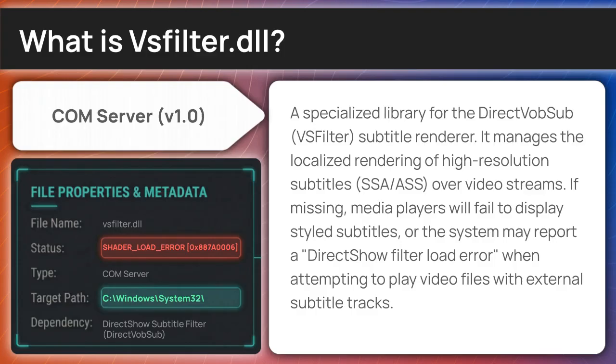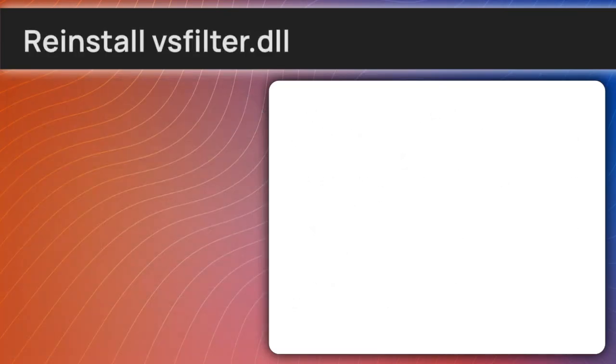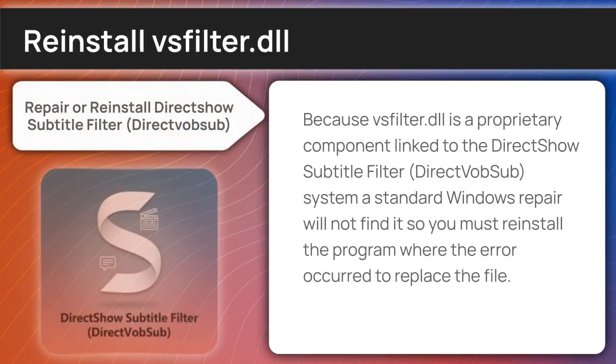Now that you have the context, let's move into the repair process with a fresh installation. Because Video Subtitle Filter DLL is a proprietary component linked to the DirectShow Subtitle Filter, DirectVobSub system, a standard Windows repair will not find it, so you must reinstall the program where the error occurred to replace the file.